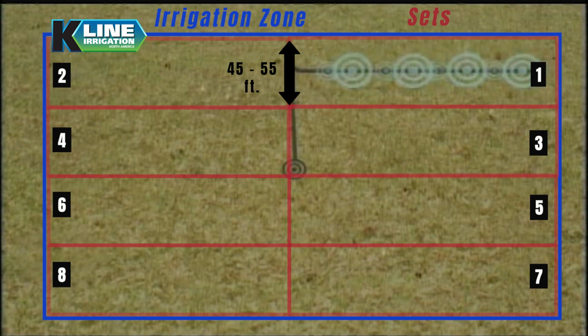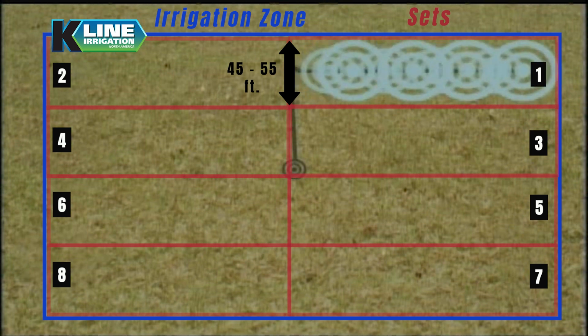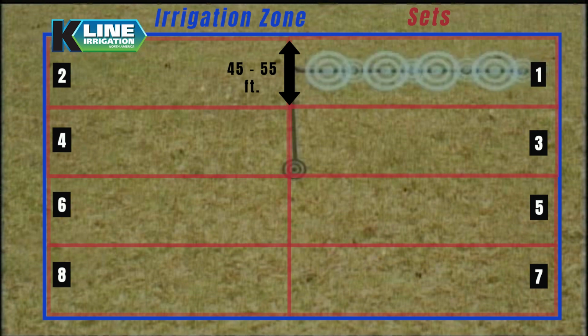Zones can be designed with as few as 4 sets in very arid environments to as many as 14 sets, or even more in areas where rainfall is more common. 6 to 10 sets per zone is most common.